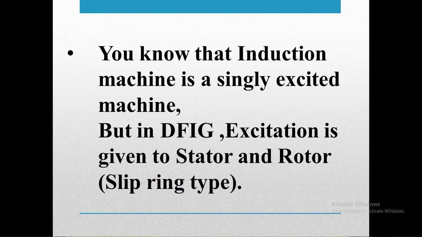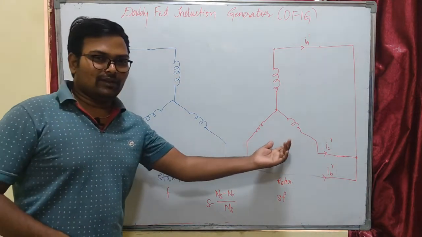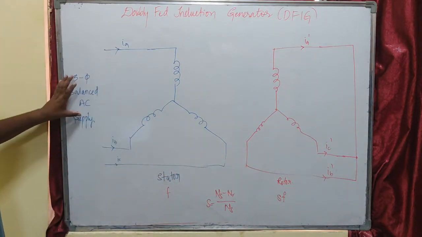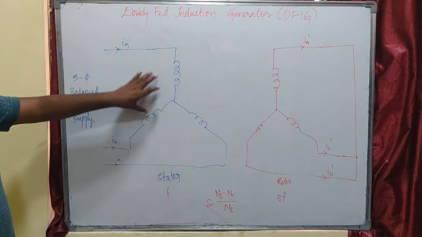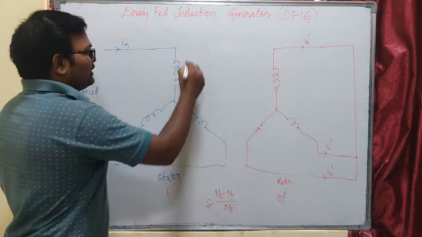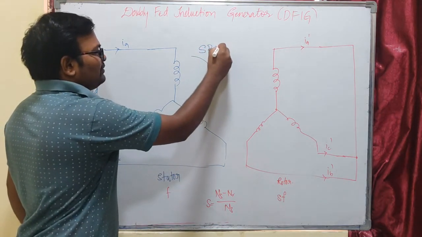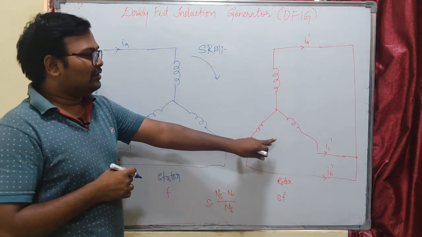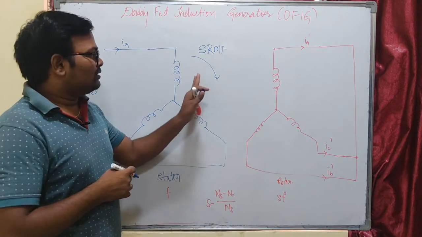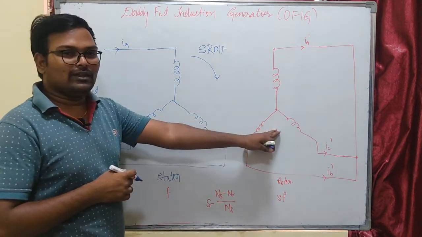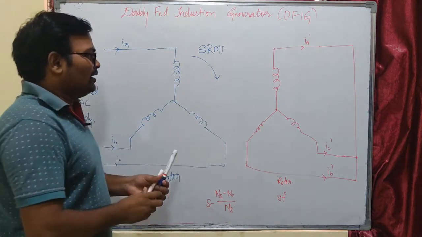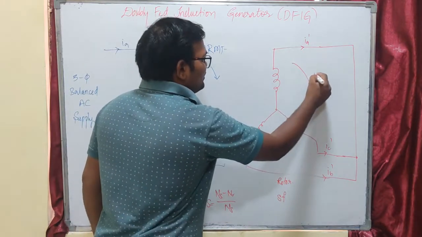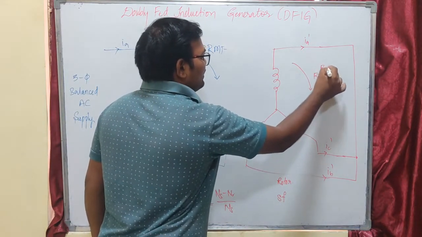So for motor operation, this is a stator winding, this is a rotor winding. We are going to supply a 3-phase balanced AC supply to our stator, you know that. That will induce a rotating magnetic field in the stator. At the time of starting, the rotor speed is 0, so this stator rotating magnetic field cuts the rotor conductors and induces a rotor rotating magnetic field. That means there will be a rotating magnetic field in the rotor side also.